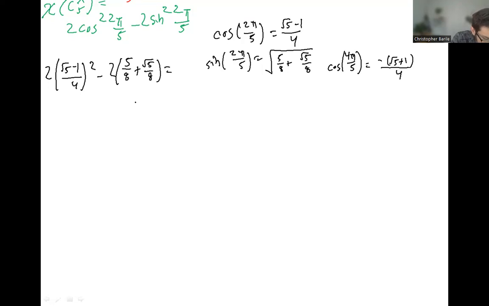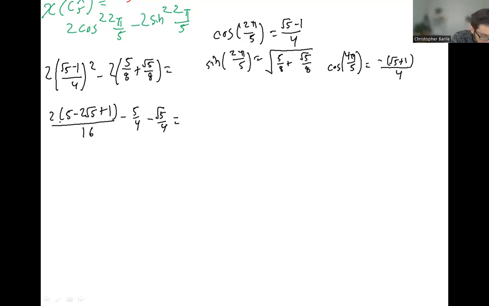Okay. And then we have to FOIL out this square root 5 minus 1 term. We have the 2 in front. When we FOIL that, we get 5 minus 2 square root 5, those are inside terms, plus 1 over 16. And then this 2 times 5/8, that's 5/4. And 2 times negative 2 times square root of 5 over 8 is negative square root of 5 over 4.